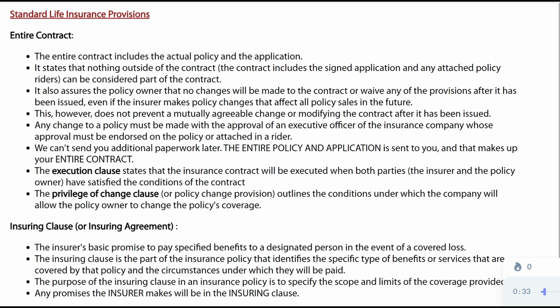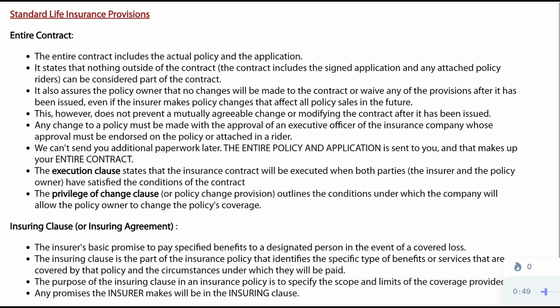Any change to a policy must be made with the approval of an executive officer of the insurance company, whose approval must be endorsed on the policy or attached in a rider. We can't send you additional paperwork later. The entire policy and application is sent to you, and that makes up your entire contract.